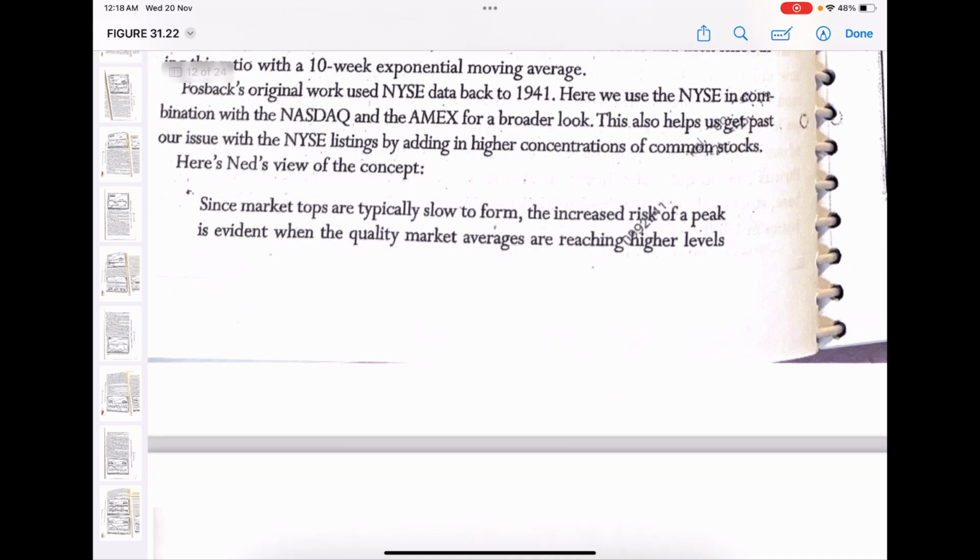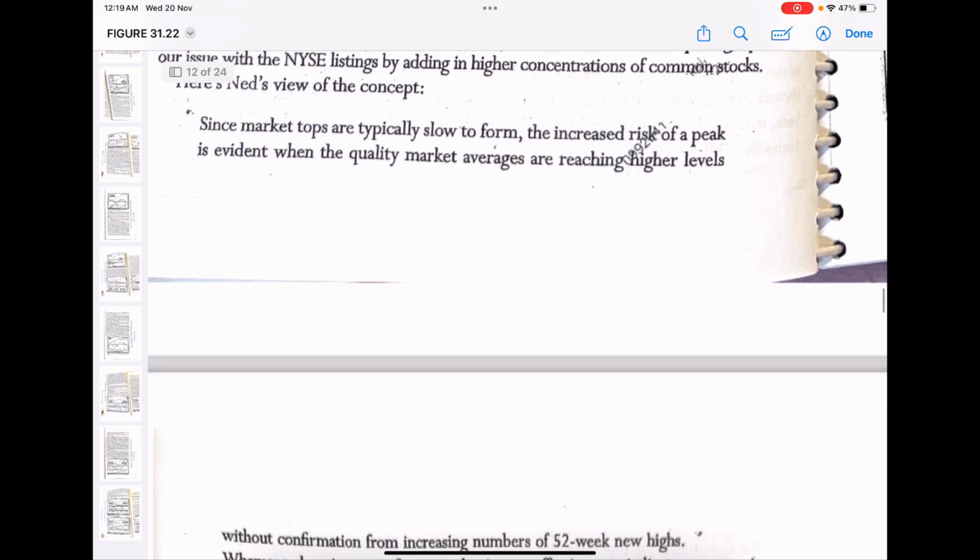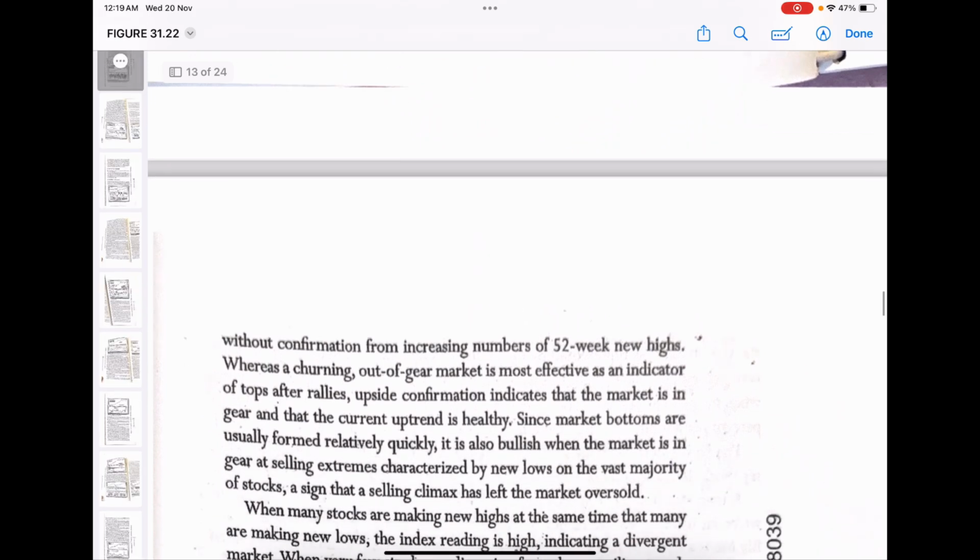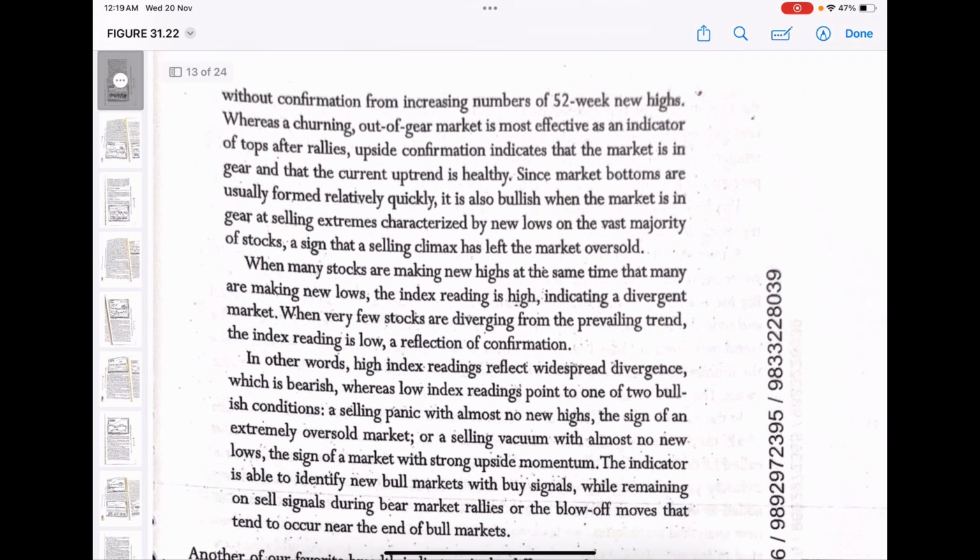Fosback's original work used NYSE data back in 1941. Here we use the NYSE in combination with the NASDAQ and the AMEX for a broader look. This also helps us get past our issue with the NYSE listing by adding in higher concentrations of common stocks. Here's a next view of the concept. Since market tops are typically slow to form, the increased risk of a peak is evident when the quality market averages are reaching higher levels without confirmation from increasing numbers of 52-week highs, whereas a churning or out-of-gear market is more effective as an indicator of tops after rallies.